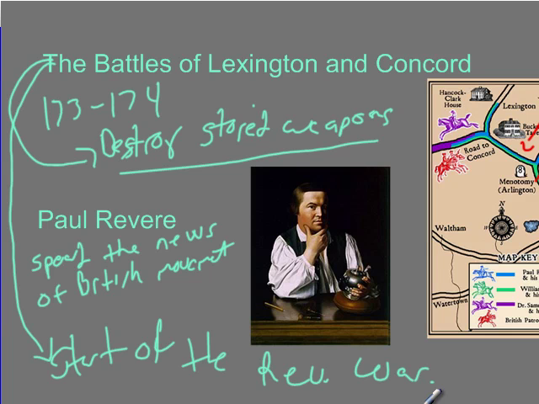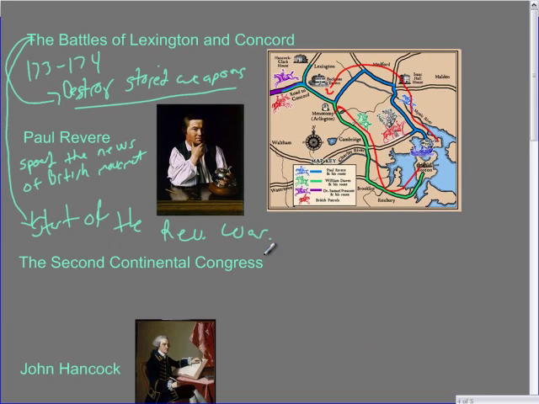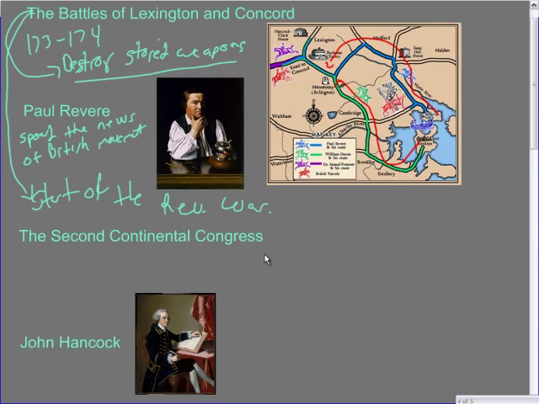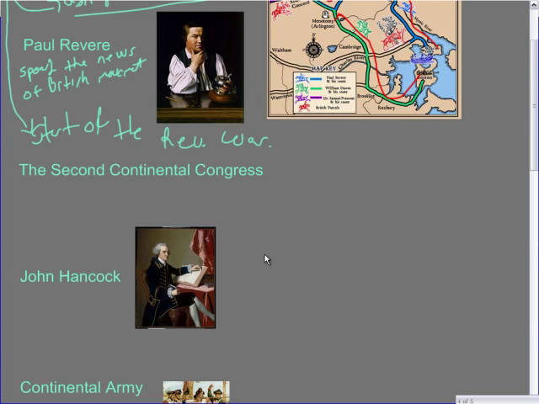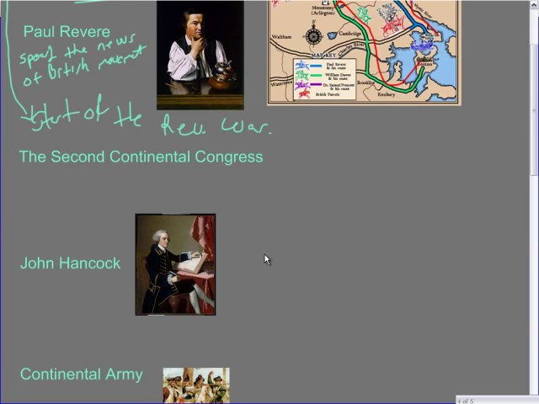So now that this battle has taken place, the colonies realize that they really have to start working together because now they are in a full-on battle with the British. And that's why they set up the Second Continental Congress. The Second Continental Congress does a few things. We're going to see something they do here in just a little bit that's really important, but this is on page 178. They do one thing that really is going to set up helping us during the war.